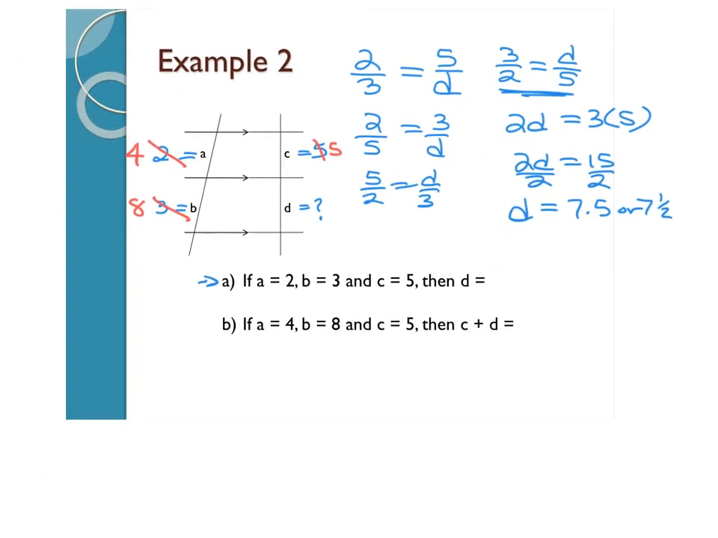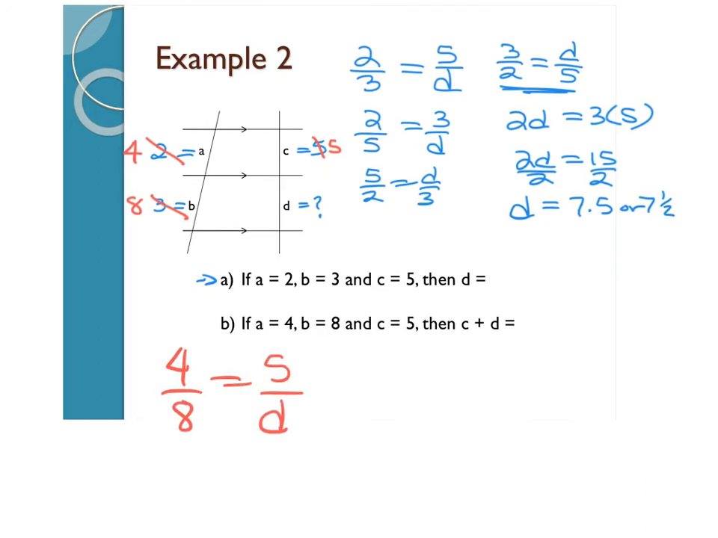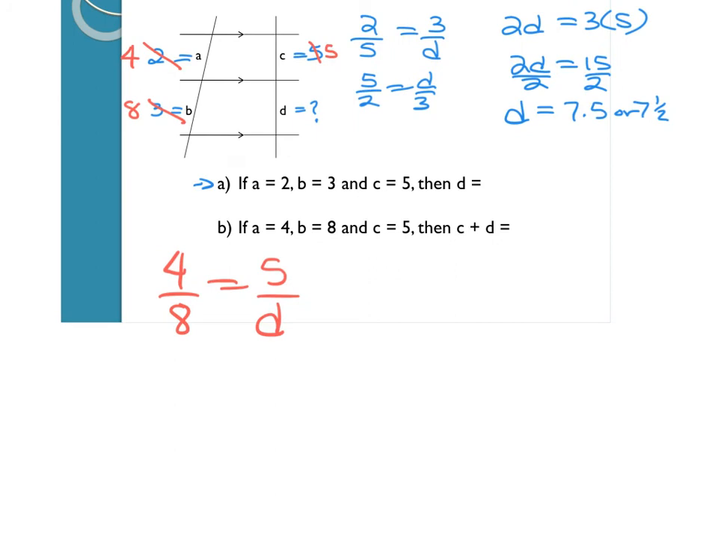So let's say I decide to do top over bottom, so 4 over 8, 5 over D. Again, you can simplify the 4 over 8 if you like, make it 1/2, and then you get D equals 10. Again, they wanted C plus D, so C was 5, I just found D to be 10, so C plus D is 15.